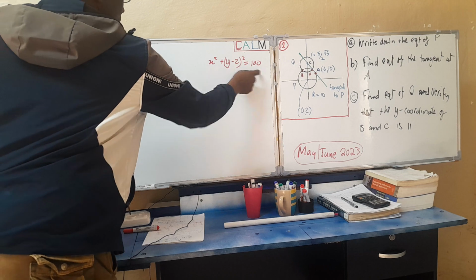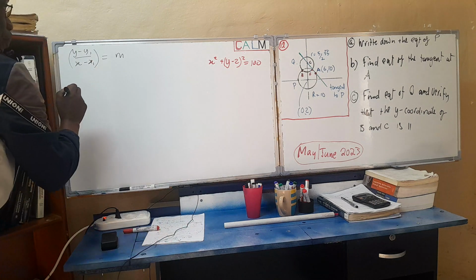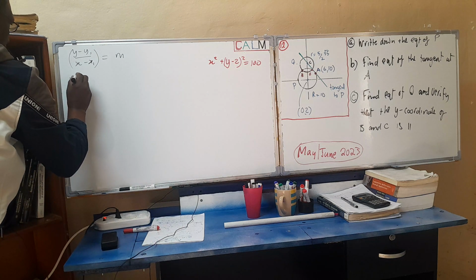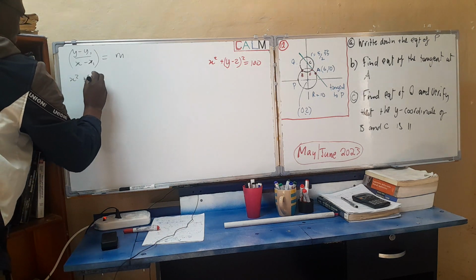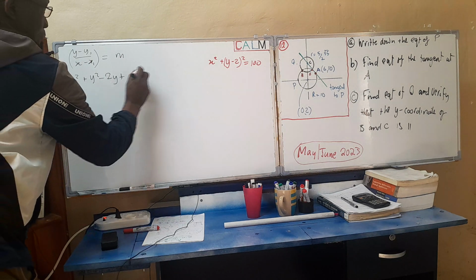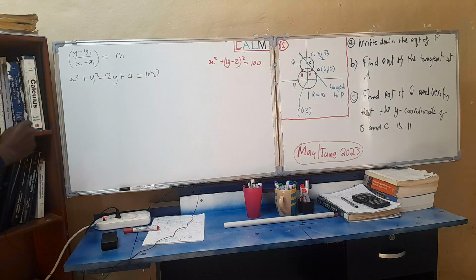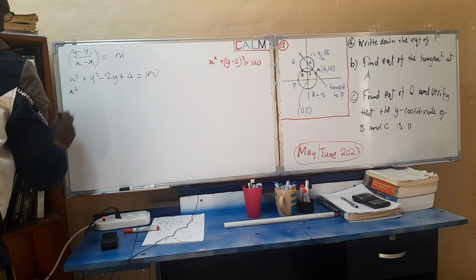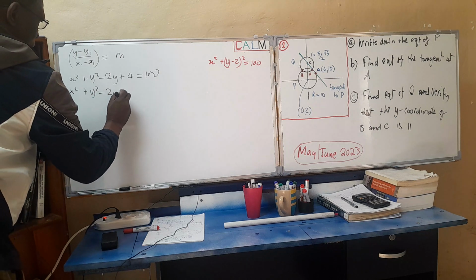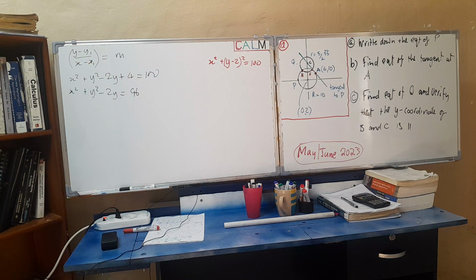Our equation is that one there. So we need to find dy/dx. Implicit differentiation. Let me expand this first of all. So it's x squared plus y squared minus 2y plus 2 squared, which is 4, is equal to 100. Simplifying, x squared plus y squared minus 2y is equal to 96 when I've taken the 4 to the other side. Differentiating term by term.